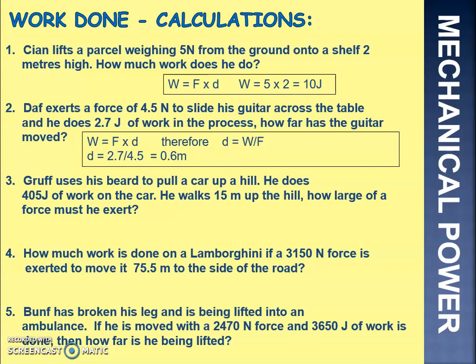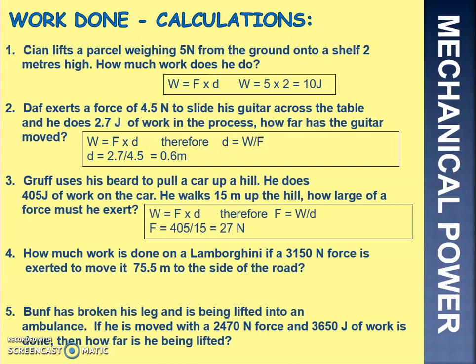Question 3, Griff uses his beard to pull a car up a hill. He does 405 joules of work on the car. He walks 15 metres up the hill. How large of a force must he exert? We need to rearrange the equation again to make force the subject. So if work done is force times distance, distance needs to go on the other side of the equation. If it's times by on one side, it will be divided on the other. So work done over distance gives us force. 405 joules is the work done. Distance is 15, which gives him a force of 27 newtons.